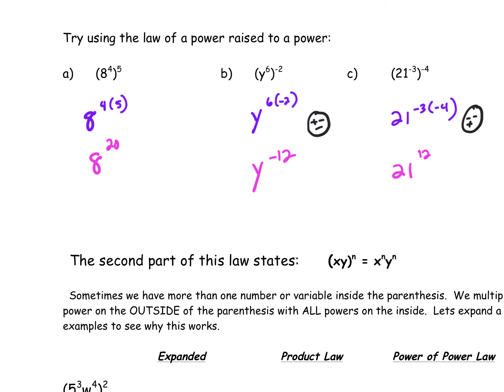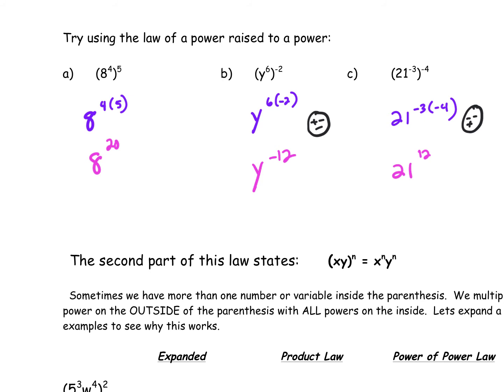All right, so A, the final answer, should be 8 to the 20th power by multiplying 4 times 5. On B, we had to remember our marker face: a positive times a negative is a negative answer. 6 times negative 2 is negative 12. And on this one, base of 21, I multiply negative 3 times negative 4. Again, a negative times a negative is a positive. So 21 to the 12th power.